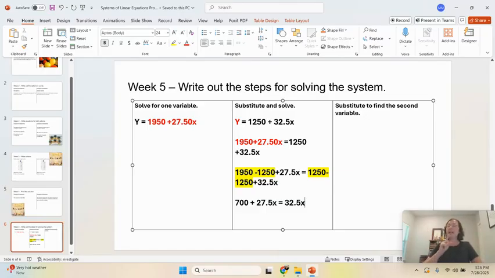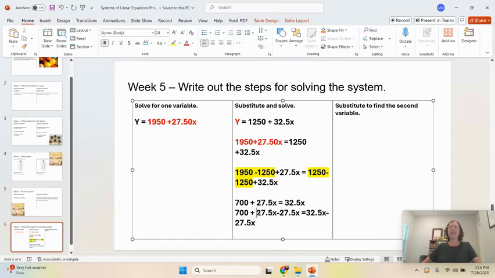Okay. Next thing, I'm going to move the 27.5x. And how am I going to do that? You guessed it. I'm going to subtract it just like we did the 1250. But I got to do it from both sides. 27.5x. Okay, so let's do the 27.5x minus the 27.5x, which gives me 0 again. So I just have 700 left on this side. And then let's do the 32.5x minus the 27.5x, which gives me 5x.